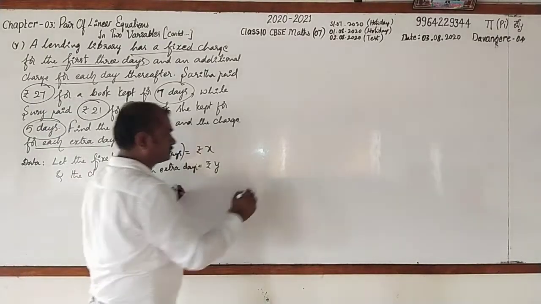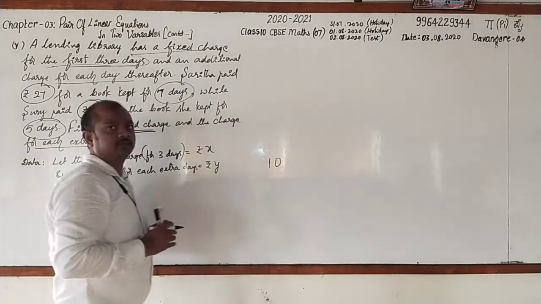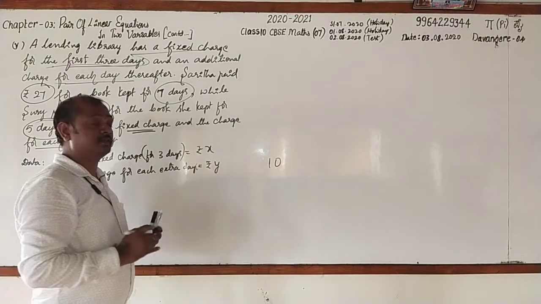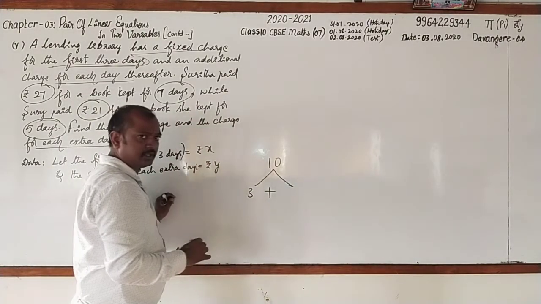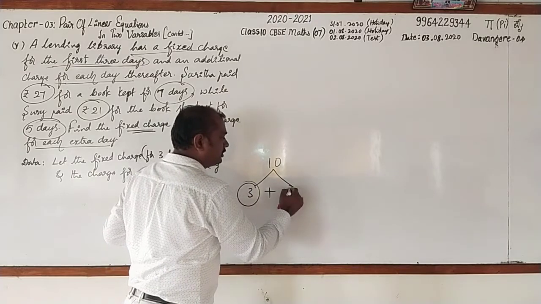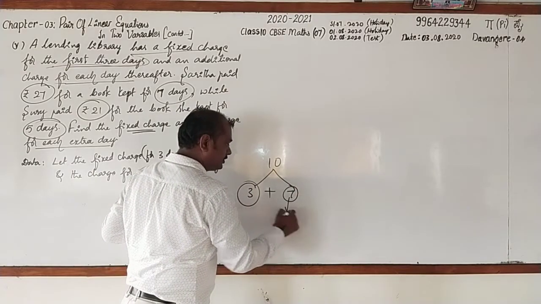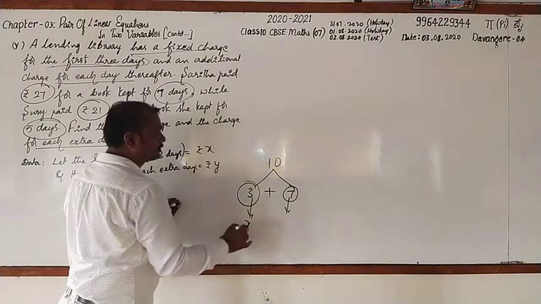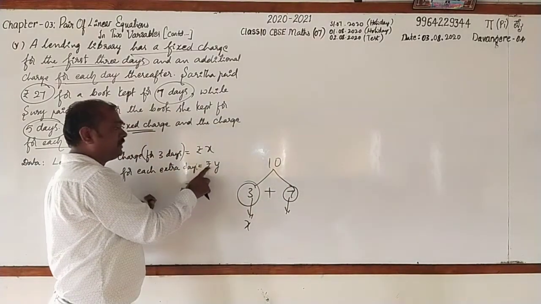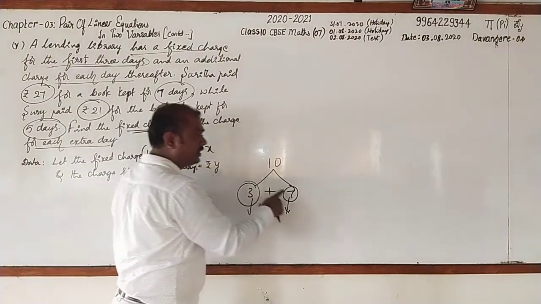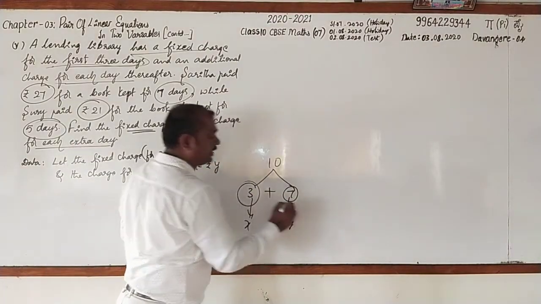Suppose 10 days are there. If the book is taken for 10 days, then how will the amount be calculated? 3 days, one charge, and remaining 7 days. For 3 days it is fixed, x rupees. For the remaining 7 days, for each day y rupees, and for 7 extra days, 7y, like this.